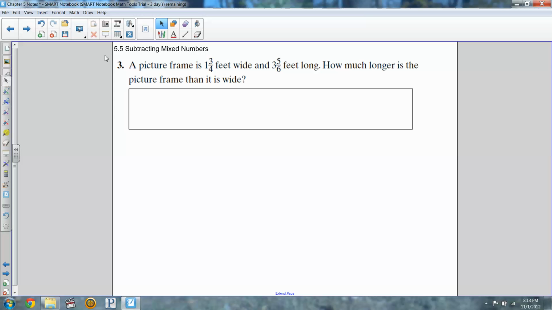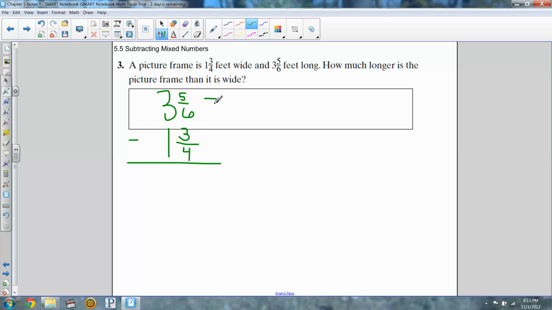Alright, I think this is going to be our last example problem here. I've got a huge picture frame. I've never seen a picture frame this wide. It's 1 3/4 feet wide and 3 5/6 feet long. I want to know how much longer is the frame than it is wide. So if it's 3 5/6 long, I'm going to subtract 1 3/4 from that.